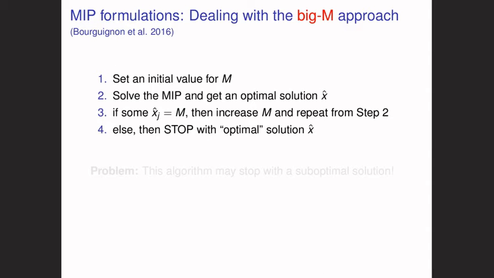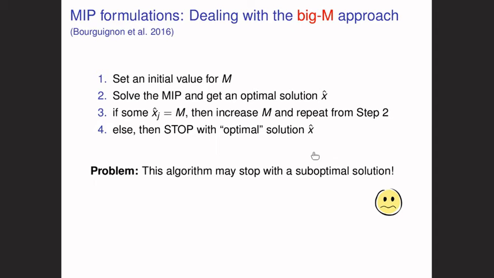So what they use in this paper is the following technique to deal with this big M problem. They set an initial value for M. They solve the MIP for that value of M, and then they check if some of the values in the solution are touching one of the boundaries of this M box that we are using to limit the values. Then they just increase the value of M and repeat. They repeat this procedure until we get a solution with all the values strictly lesser than M. Okay, it's a nice approach, but there is a problem: this algorithm may stop with a suboptimal solution.